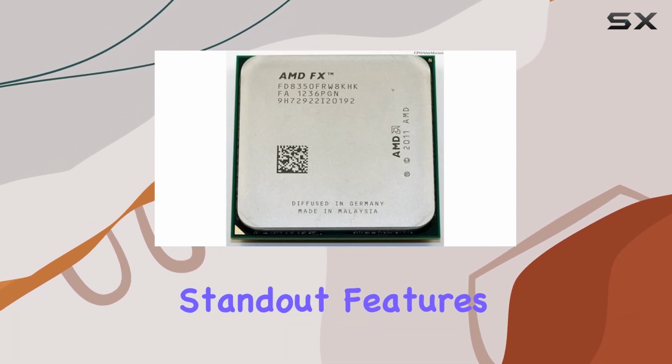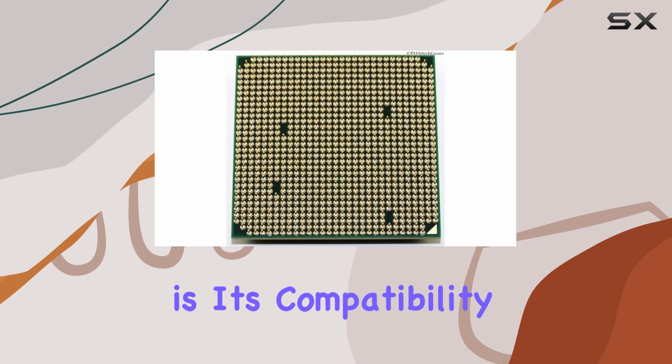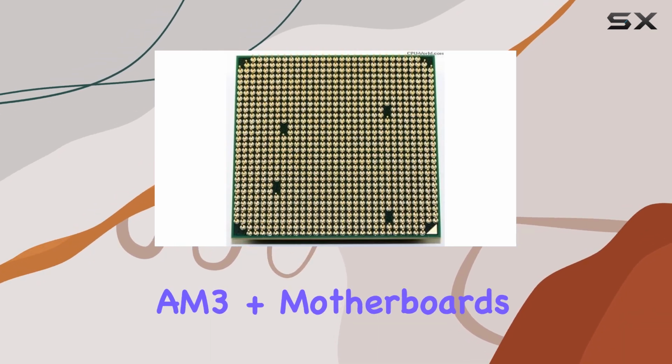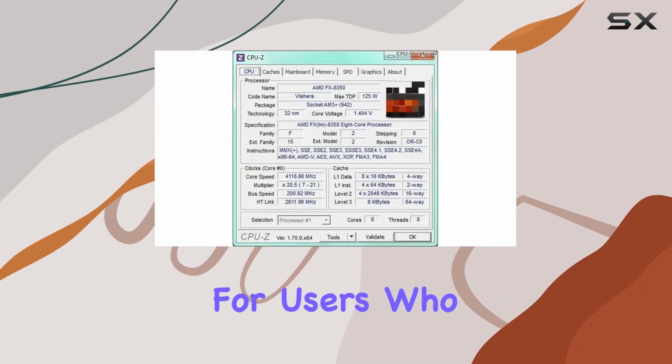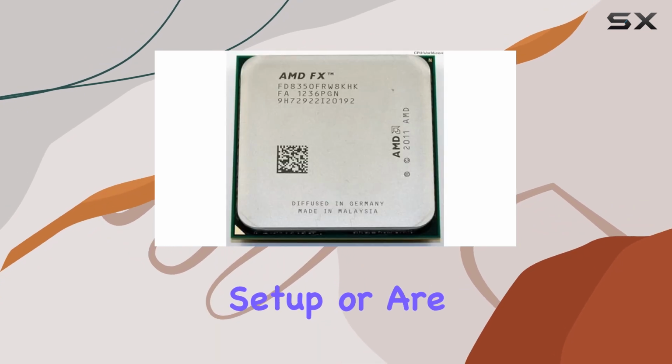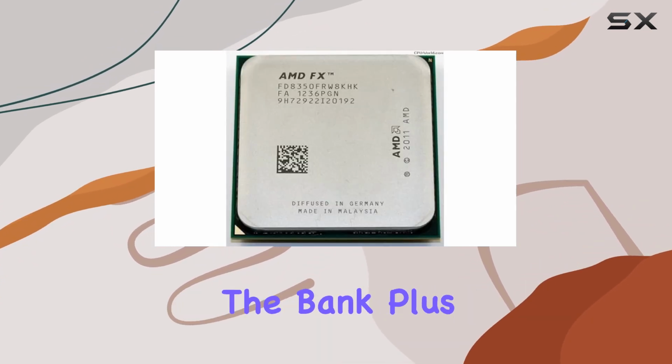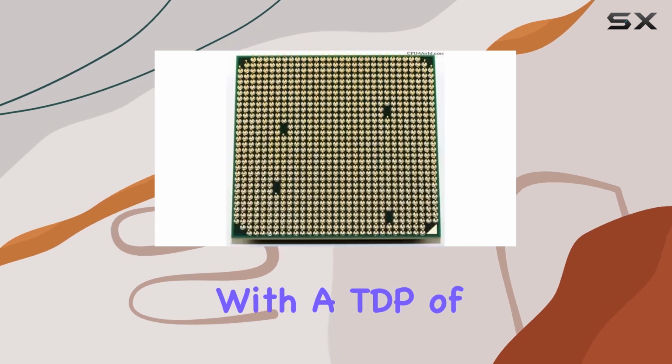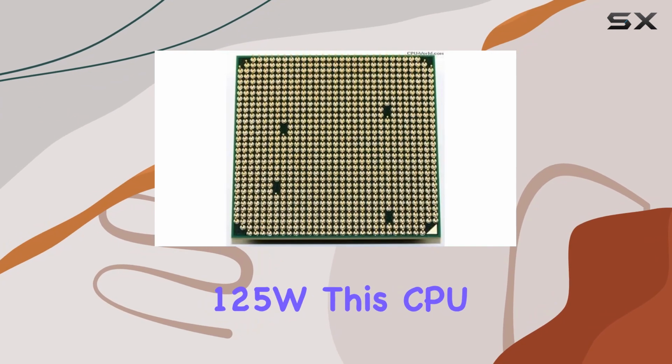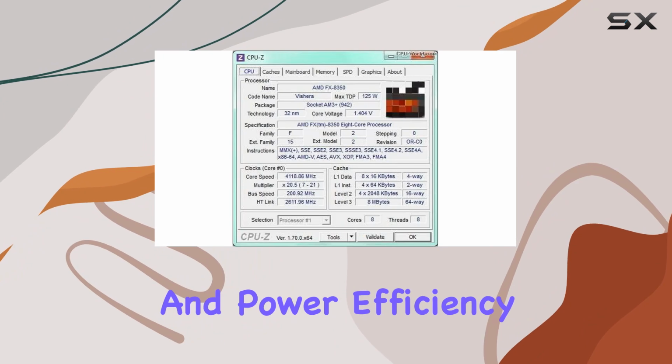One of the standout features of the FX-8350 is its compatibility with socket AM3+ motherboards, providing flexibility for users who may already have a compatible setup or are looking to upgrade without breaking the bank. Plus, with a TDP of 125W, this CPU strikes a balance between performance and power efficiency.